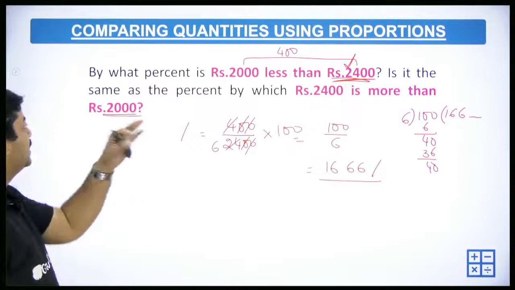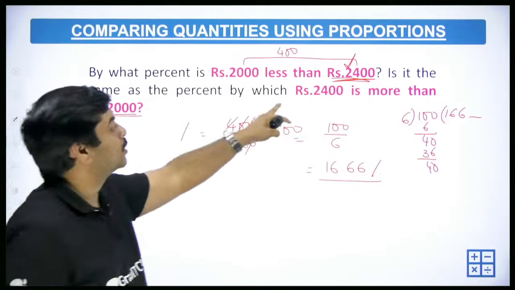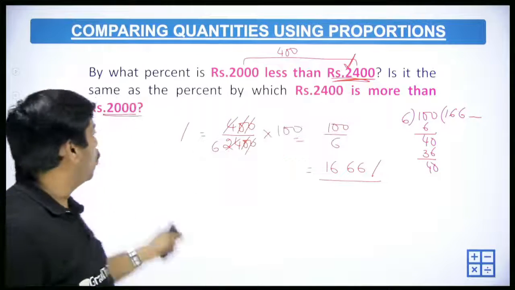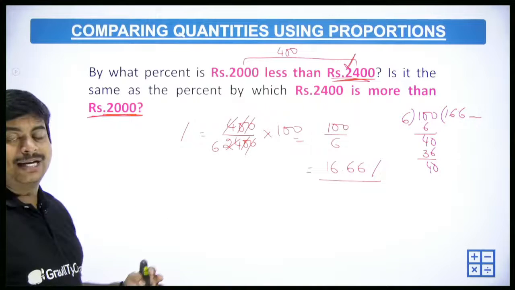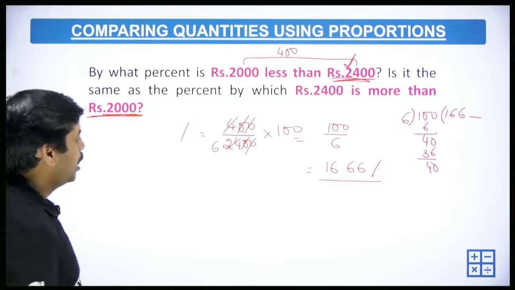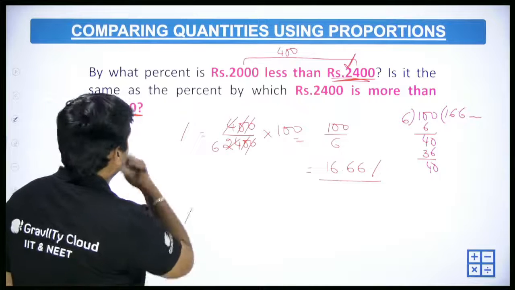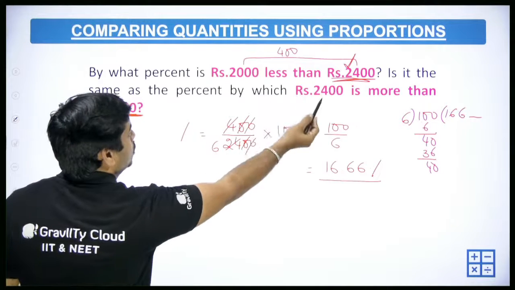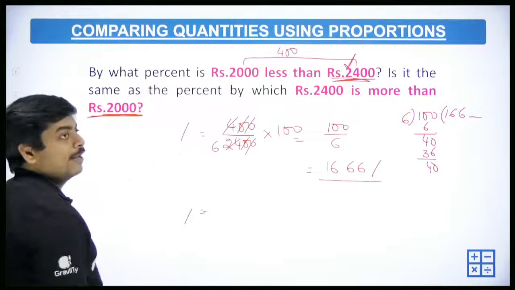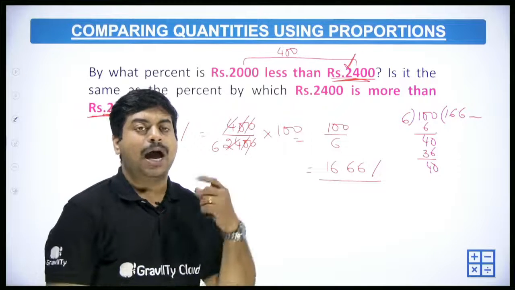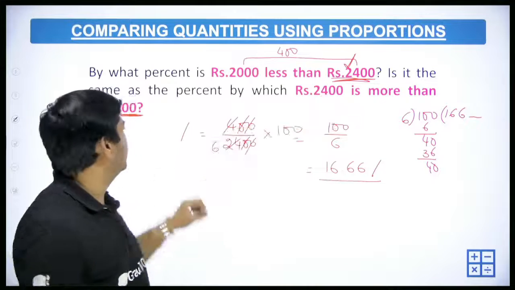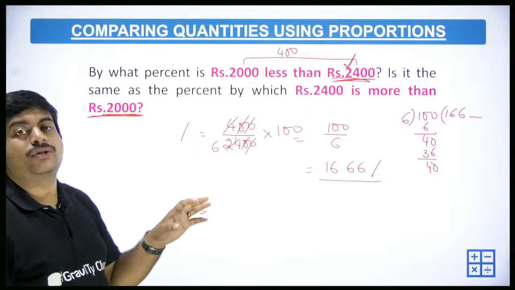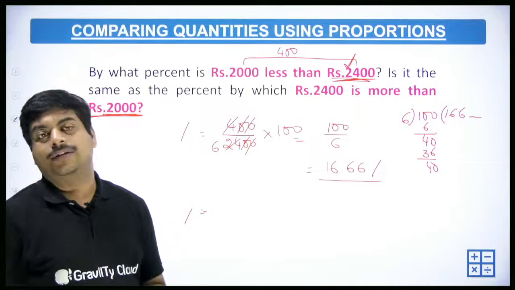Now, is it the same as the percentage by which 2400 is more than rupees 2000? So rupees 2000 is the main comparing quantity. Now again, the percentage in the second case: 2400 is more than 2000. By how much is it more? You can easily see that 2400 minus 2000 gives a difference of 400.